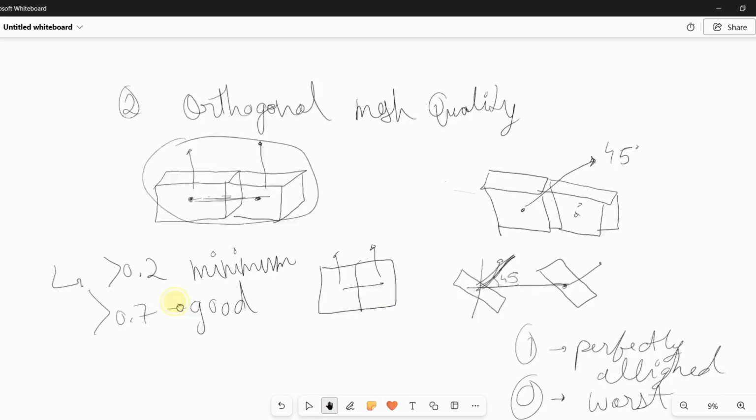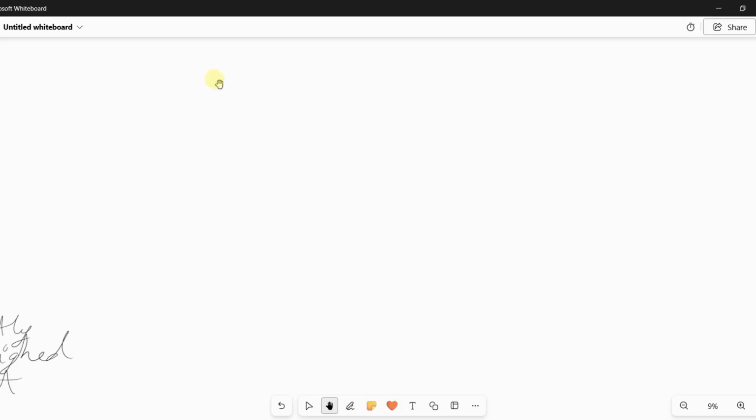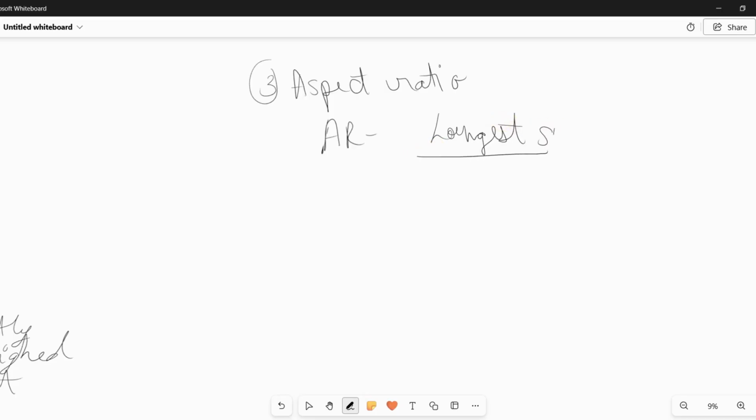Then you have another mesh metric, but this is common everywhere, so you have pretty sure heard about aspect ratio. So aspect ratio is technically your longest side of the mesh divided by the shortest side, right? So this is your aspect ratio.